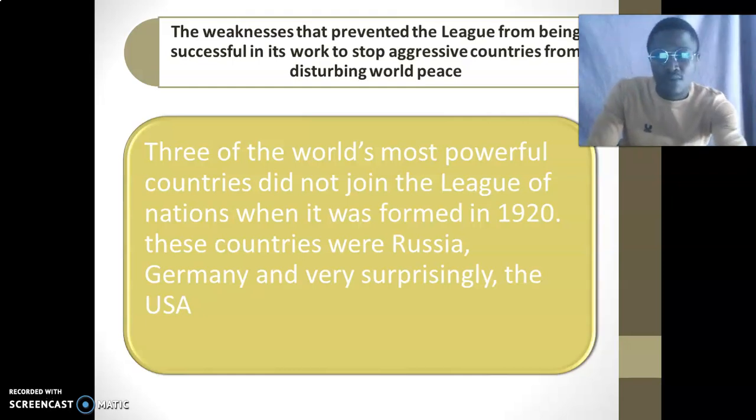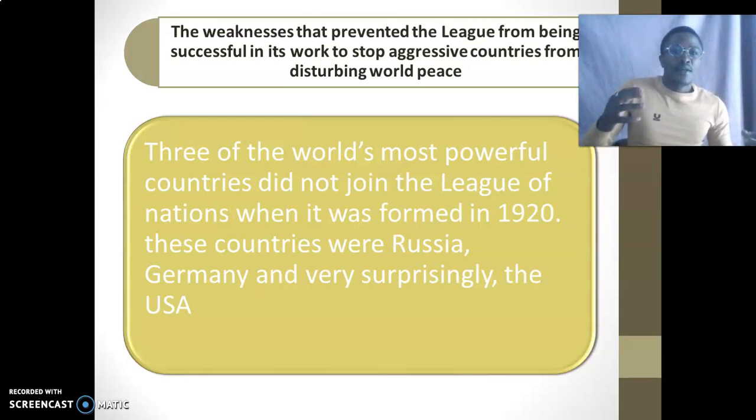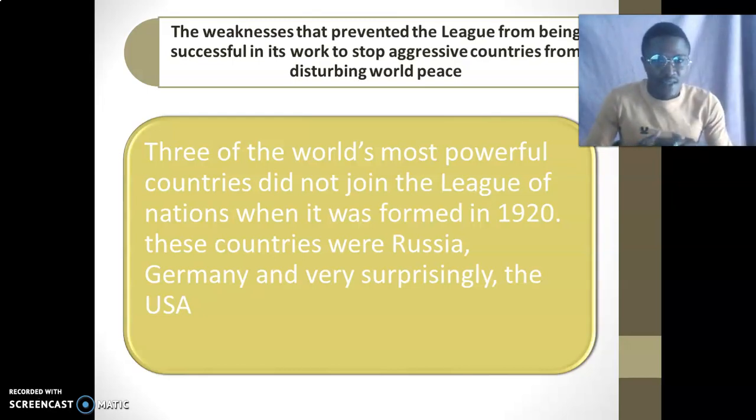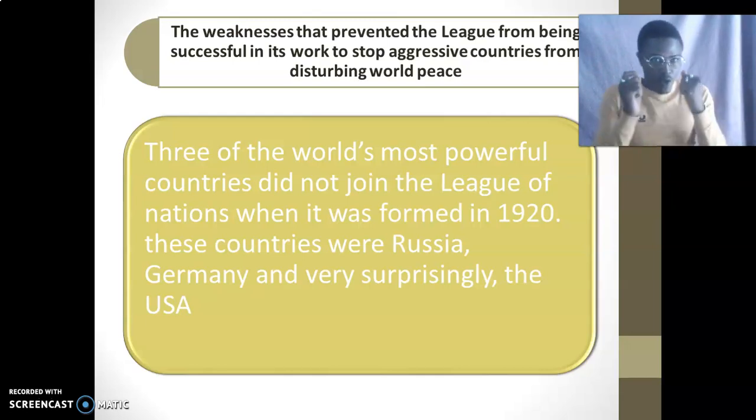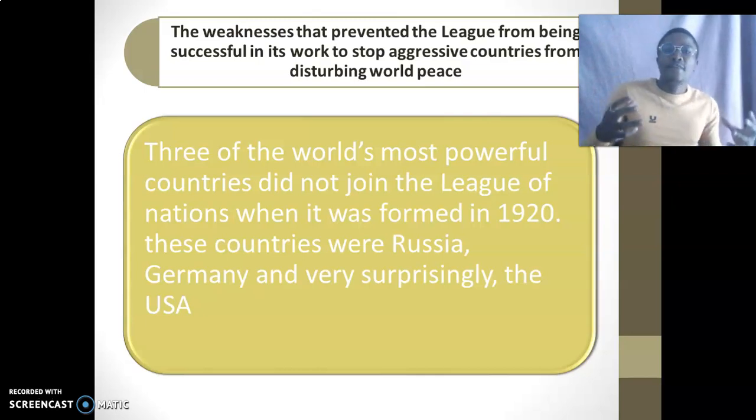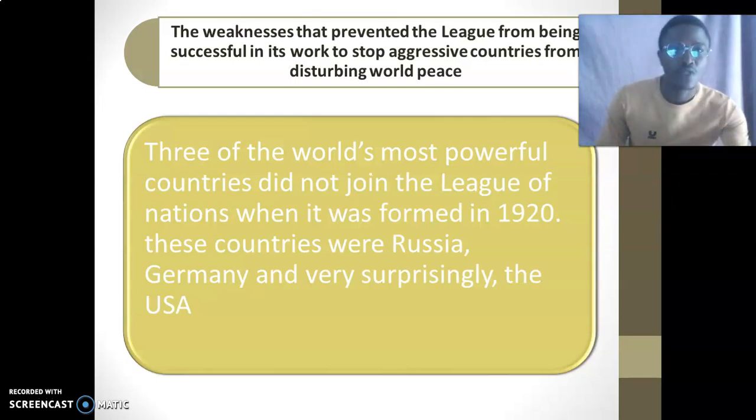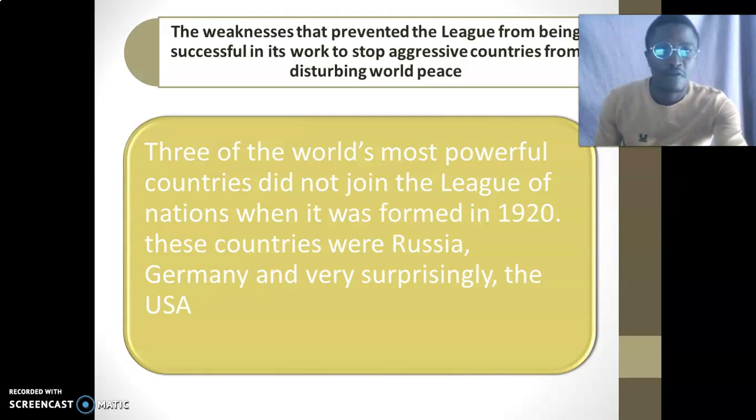So in other words, the organization, the members of the League, if the USA, Germany, and Russia had joined, then I believe that the League would have been taken more seriously instead of just Britain, France, Italy, Japan, and the rest of those smaller, less powerful countries.